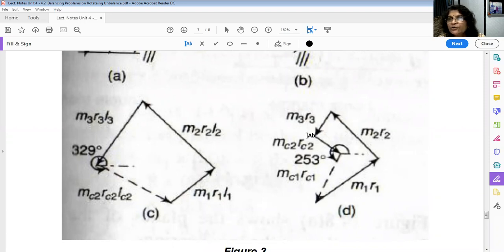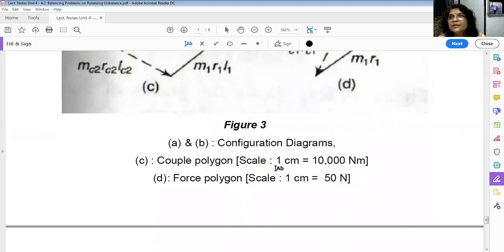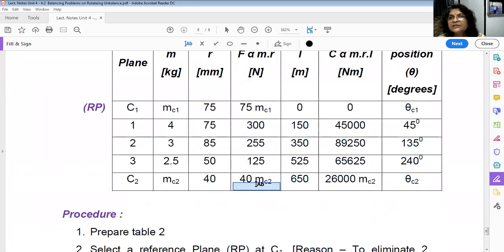Now you have to draw the fourth vector, representing the C2 plane. What is the force acting along? All these are centrifugal forces, which are acting outwards. That's why we are drawing the vector in the outward direction. So what is this magnitude? 40 into 2.9. We got some 120 Newton, suppose. And you know the angle theta C2, that is 329 degree.